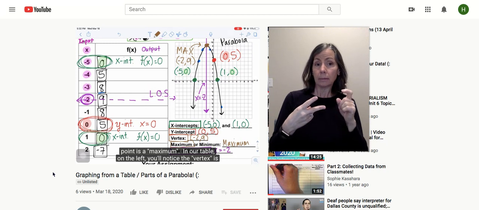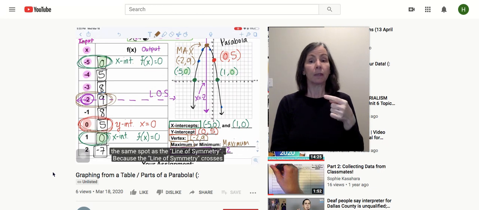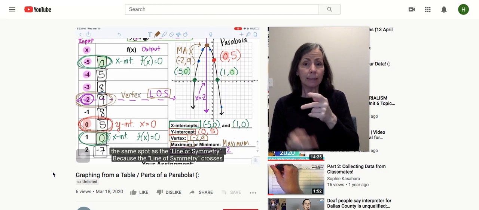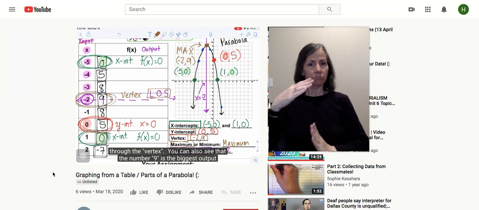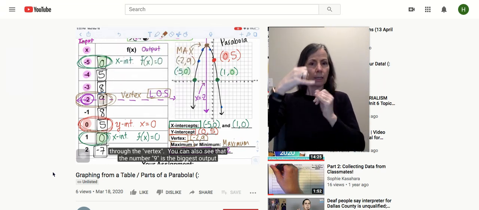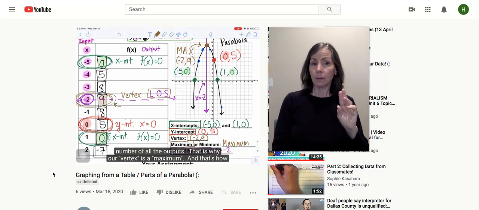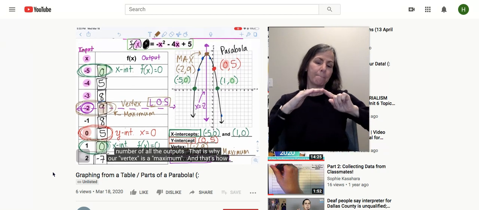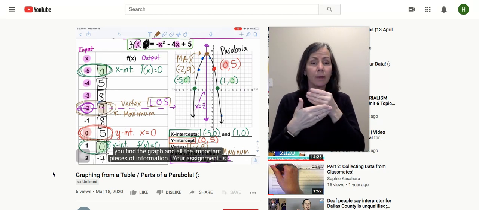In our table on the left, you'll notice the vertex is the same spot as the line of symmetry, because the line of symmetry crosses through the vertex. You can also see that the number 9 is the biggest output number of all the outputs. That is why our vertex is a maximum. And that's how you find the graph and all the important pieces of information.